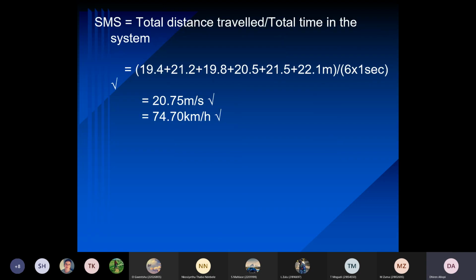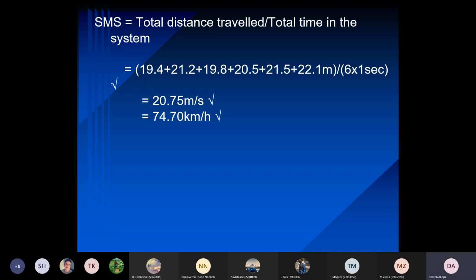To calculate your space mean speed, it's total distance traveled divided by your total time in the system. You had the distances given to you in the question. For the total time in the system, although delta t was 1 second, we had 6 vehicles observed. So the total time in the system would be 6 vehicles multiplied by delta t, the 1-second interval. That gave you a space mean speed of 20.75 meters per second, converting to kilometers per hour, 74.70 kilometers per hour. Again, note, specify your 3 decimals to make sure you keep to 3 significant figures.